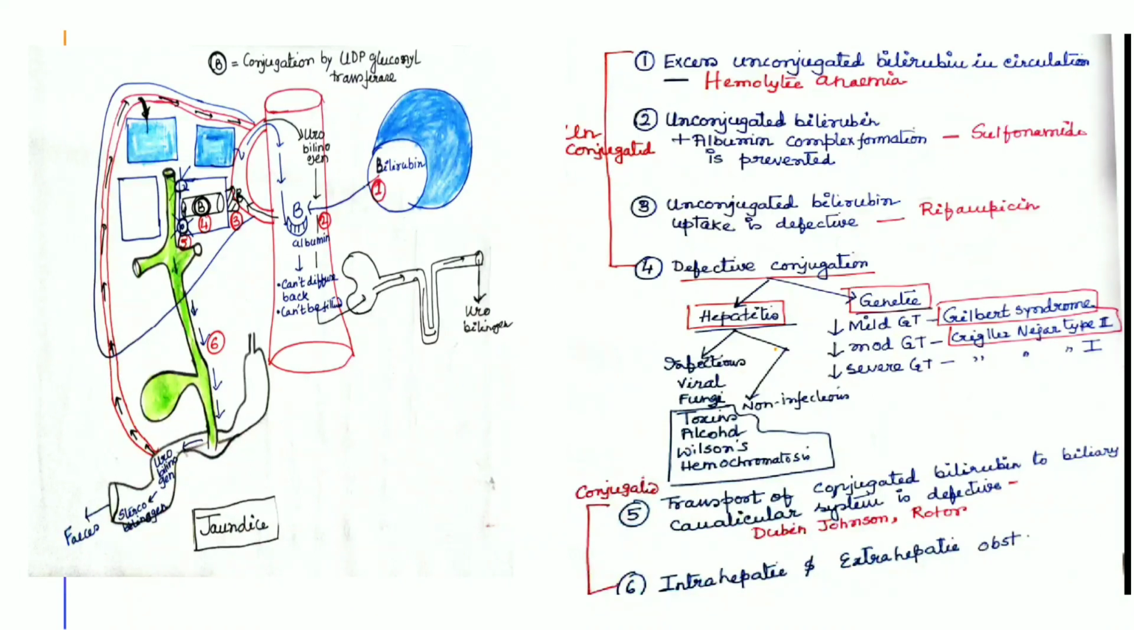And the specialty of Dubin-Johnson syndrome is that there will be blackish discoloration of the liver. But these two syndromes are not that fatal, like Crigler-Najjar type 2. They are very benign. Only the conjugated bilirubin level will be mildly high in the patient.